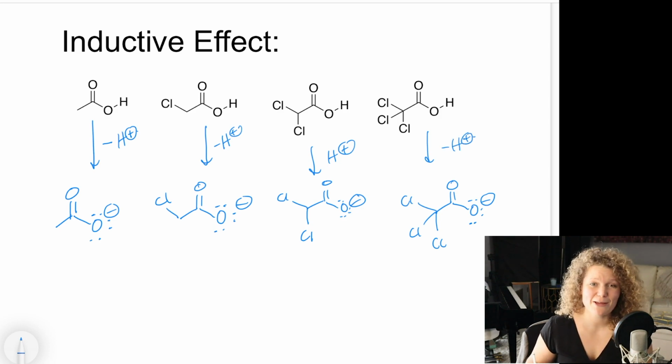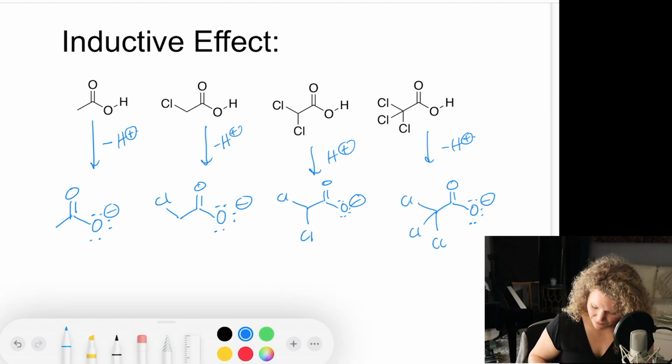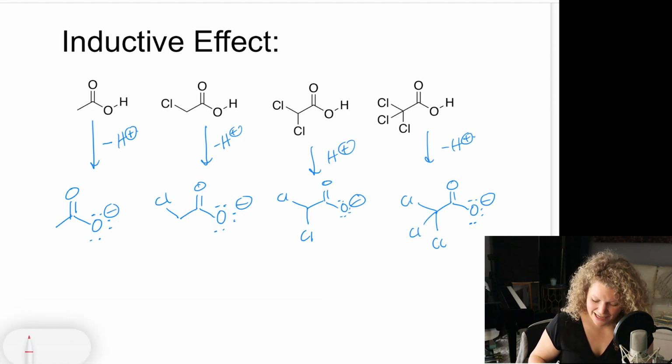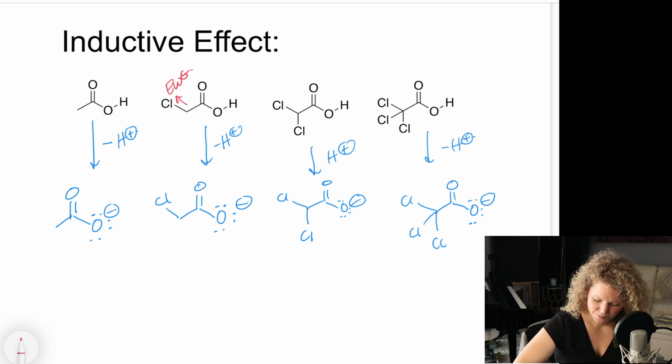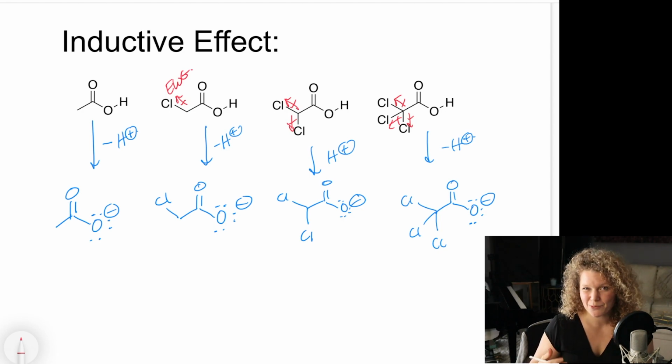These are our conjugate bases of these 4 carboxylic acids. The inductive effect shows that if I add electron withdrawing groups, so this is an electron withdrawing group, it's pulling electron density towards it. We know chlorine likes to have electrons. It is very electronegative. And as we add more chlorines, we actually make this more likely to lose a proton.